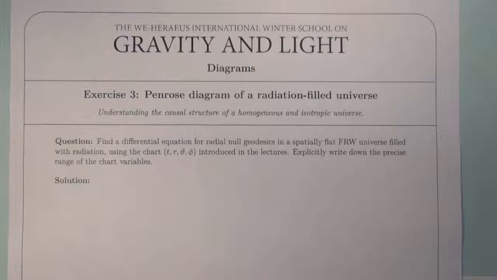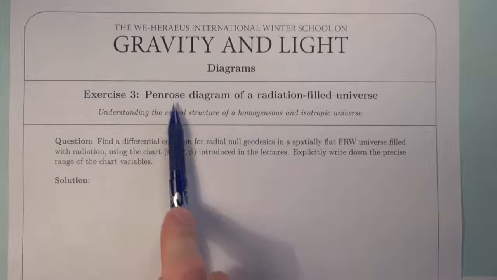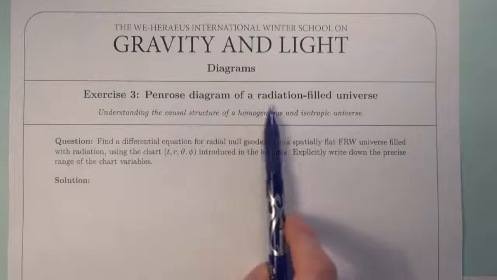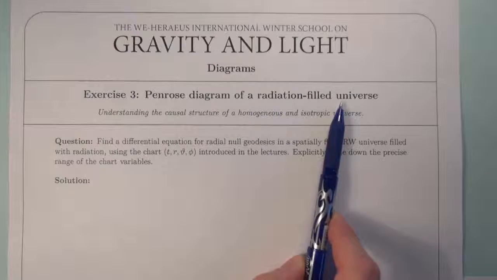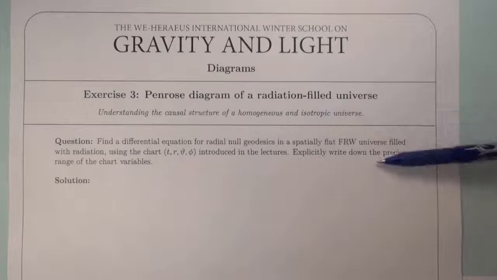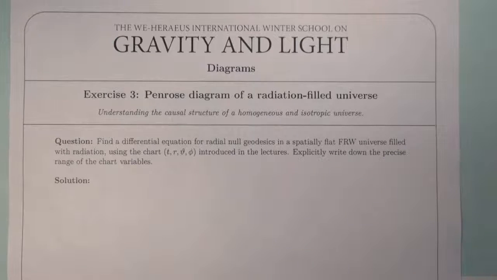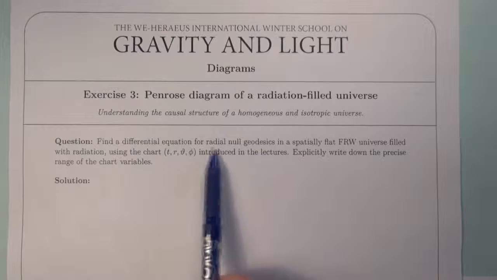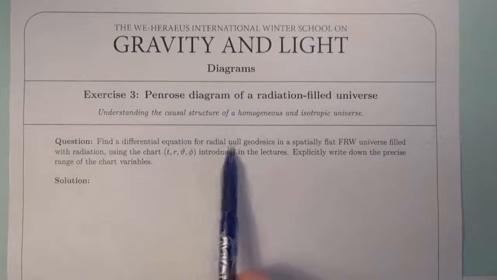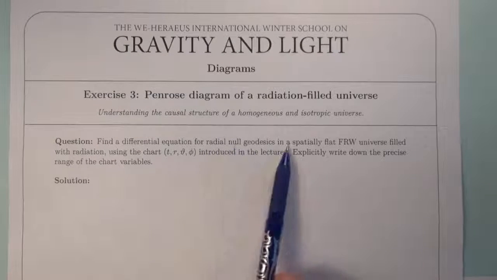Okay, so in the third exercise we want to carefully construct the Penrose diagram of a radiation-filled universe. So we will guide you through all the necessary steps in order to produce the Penrose diagram for this situation. And the first step here is that we find the exact form of the radial null geodesics here.